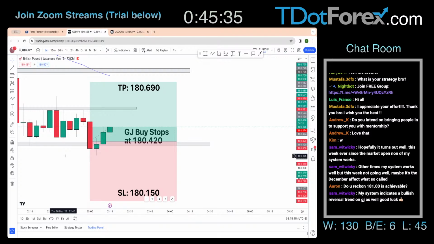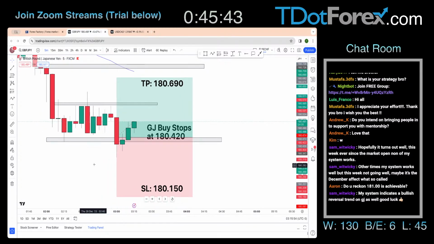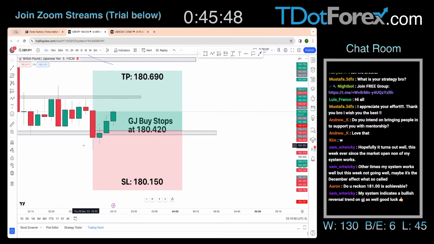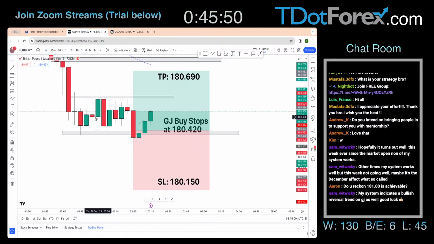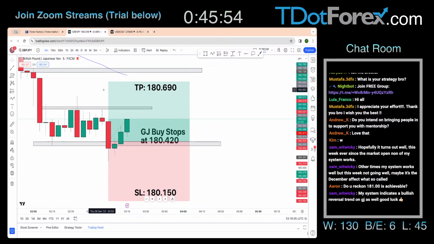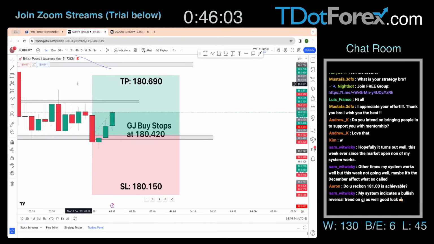Okay, my system indicates a bullish reversal trend on GJ as well. Good luck. So again, it really depends on which time frame you're talking about a reversal here, right? Overall, I still think GJ is bearish here, right? And I have explained that to the mentorship group before I came on live on YouTube here, but I still see a relatively bearish momentum on the higher time frames here, and we'll see what happens.